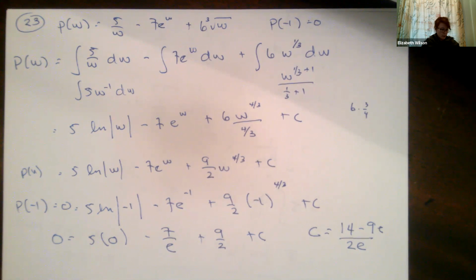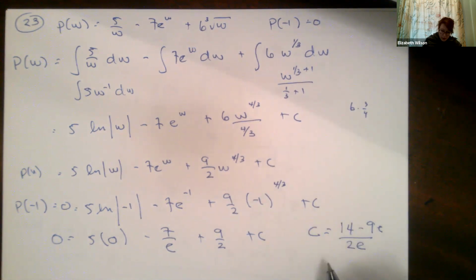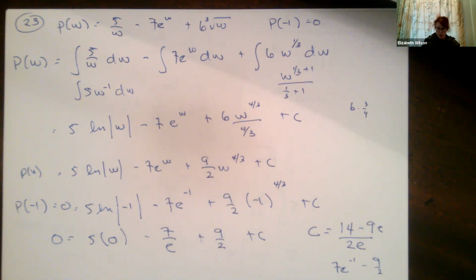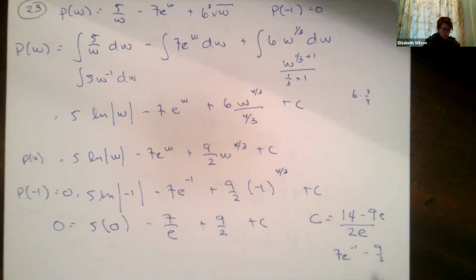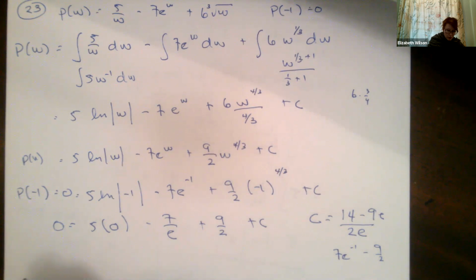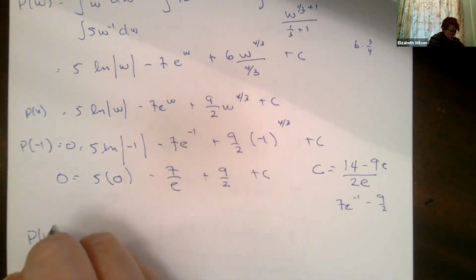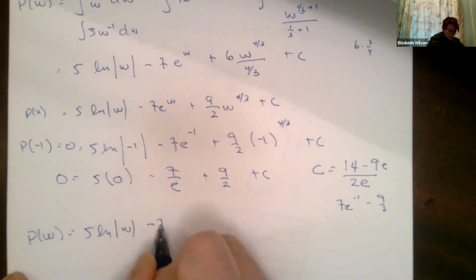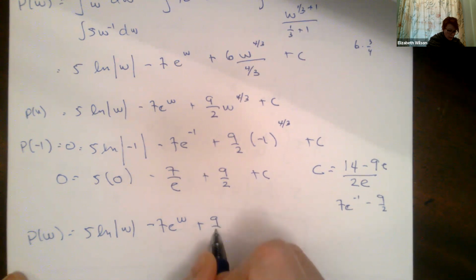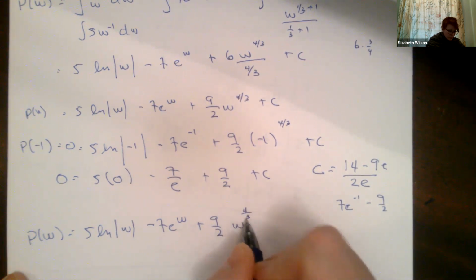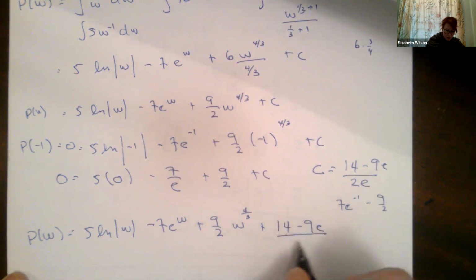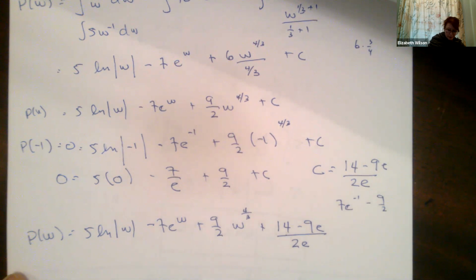I've seen people write it like 7e to the -1 minus 9/2, right? If I distribute it to each piece, it doesn't matter. I don't care how you want to represent it. They're the same thing. So then my total equation, you can see that P of W is equal to 5 ln absolute value of W minus 7e to the W plus 9/2 W to the 4/3 plus, I'm going to leave it like this, 14 minus 9e all over 2e. I don't care if you want to add it in like that, that's fine.